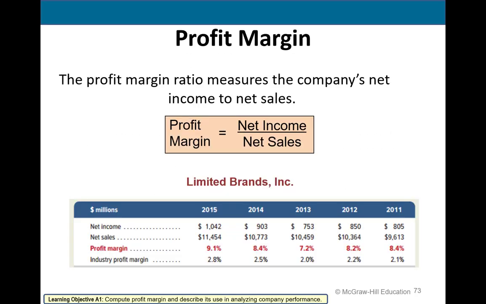The formula for profit margin, again, is net income divided by net sales. And net sales would be minus any discounts, returns, and allowances that might have been offered.